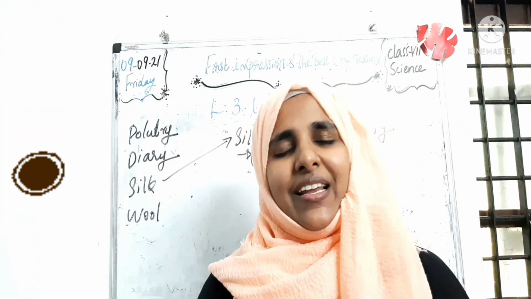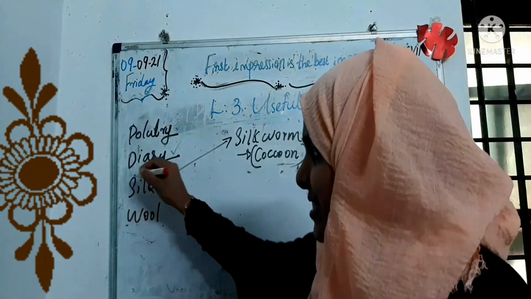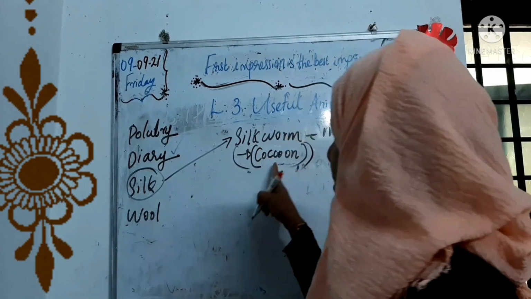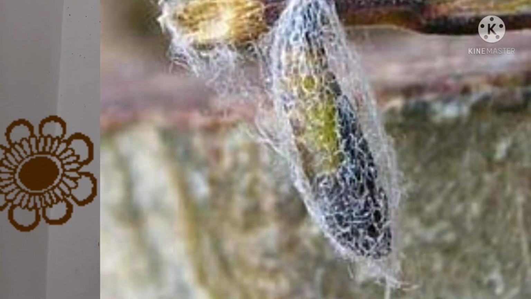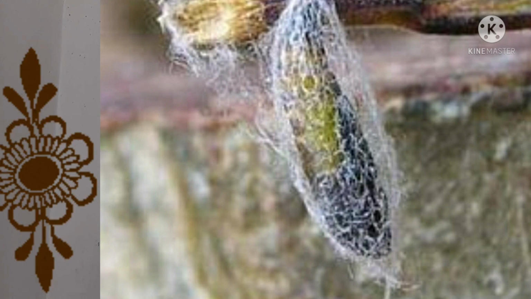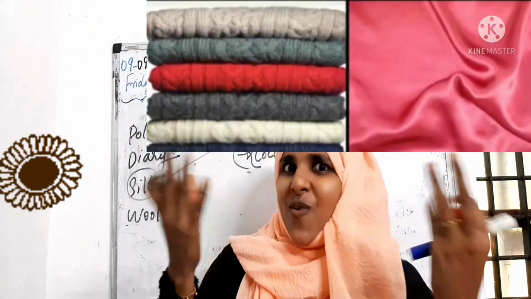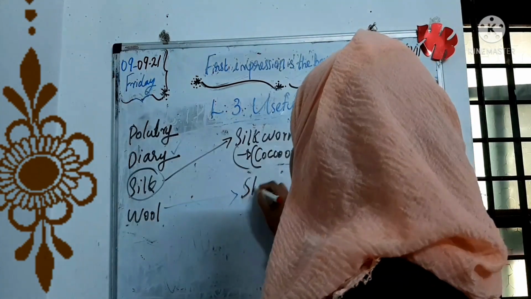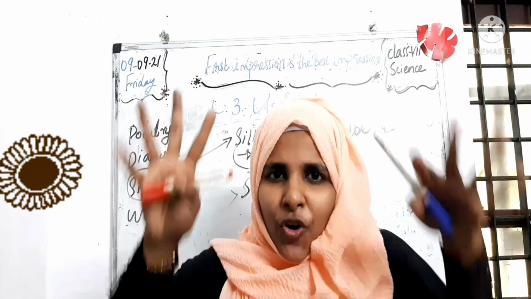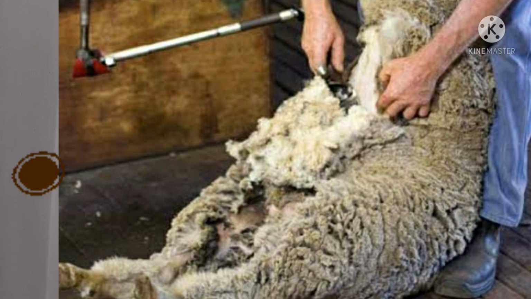The life cycle of silkworm you will learn in higher classes, but you should understand we can get silk thread for preparing silk from the cocoon of silkworm. From what, children? From the cocoon of silkworm. So what is cocoon? The silkworm spins a shell made of silk thread around itself, that we call cocoon. So insects also give clothes to us. And wool, we can get wool from sheep. Did you see the sheep's body full of hair?